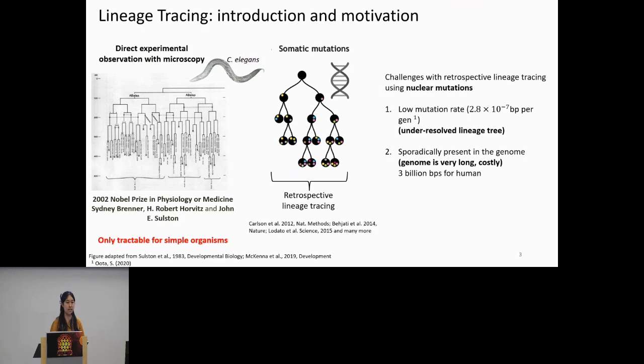And secondly, these already very few somatic mutations are sporadically present in the genome, which means that if we want to use the entire genome, we have to do whole genome sequencing, which can be very costly. Alternatively, we can do targeted sequencing of the genome, which will give us only a very small subset of the somatic mutations to work with.